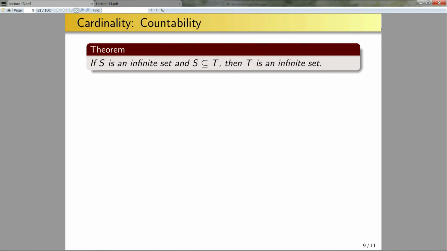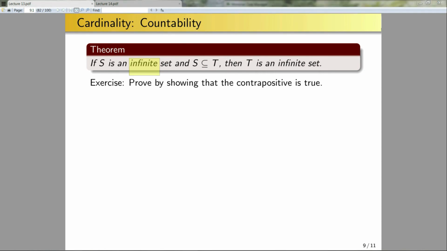If S is an infinite set and S is a subset of T, then T is an infinite set. So a good exercise, which I'm actually putting on your extra practice problems for week 5, is to prove this by showing the contrapositive is true. So why would we want to do the contrapositive? Well, if I'm talking about something being an infinite set, then I'm talking about the lack of a bijection. So by taking the contrapositive, I now deal with finite sets, and since I'm now talking about finite sets, I now have a function that exists, namely a bijection, that I can do something with.